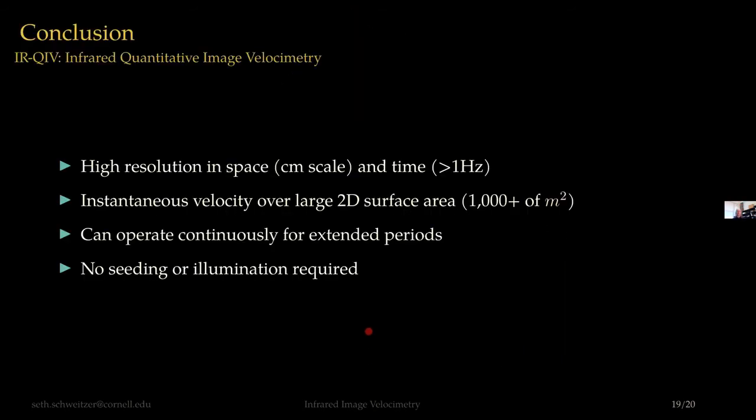All right, so to summarize, we make high resolution measurements in space and in time. We can measure instantaneous velocity over large 2D surfaces. The previous example I showed was around 1,000 square meters. This method can operate continuously for very extended periods because it requires no seeding or illumination.